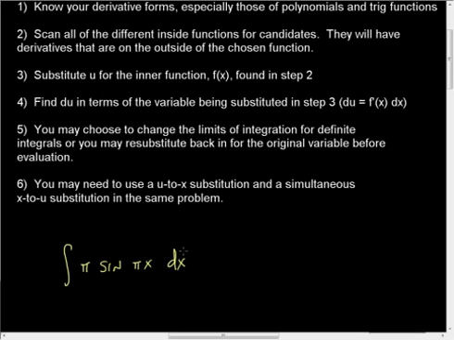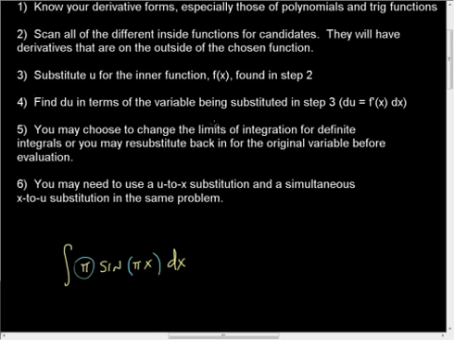Now you might think, well, what inner function could you possibly be talking about? Sine is its own function, but inside it has another input function, and that function happens to be pi x. If you notice, pi x has a derivative of pi, and oh look, here's pi. So already we're talking about rules 1 and 2. You have to know your derivatives, particularly of polynomials and trig functions, and you have to be able to recognize them. 2, scan the different inside functions.